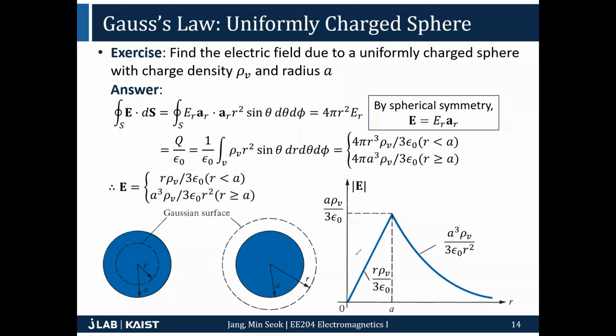Now if you draw your electric field intensity as a function of R, you see that when R is smaller than A, it's linear like this. And when R is larger than A, it decreases as a function of 1 over R squared, just the same as the point charge. So this is the electric field distribution.